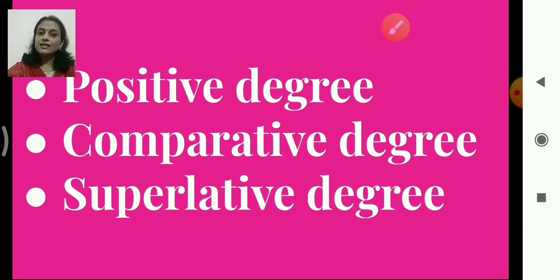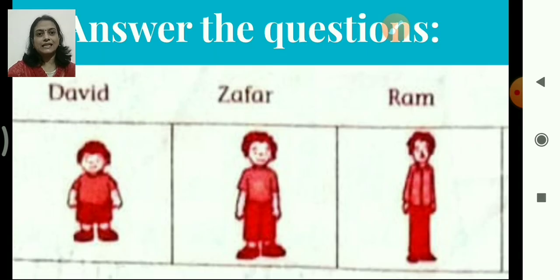Comparative degree, and the superlative degree. Right? These degrees we use when we have to compare one thing to another. Isn't it? So I hope you remember that. Fine. So today again we are going to learn comparison, but with the help of pictures. Okay, and then we are also going to learn how we are going to use them in a sentence.